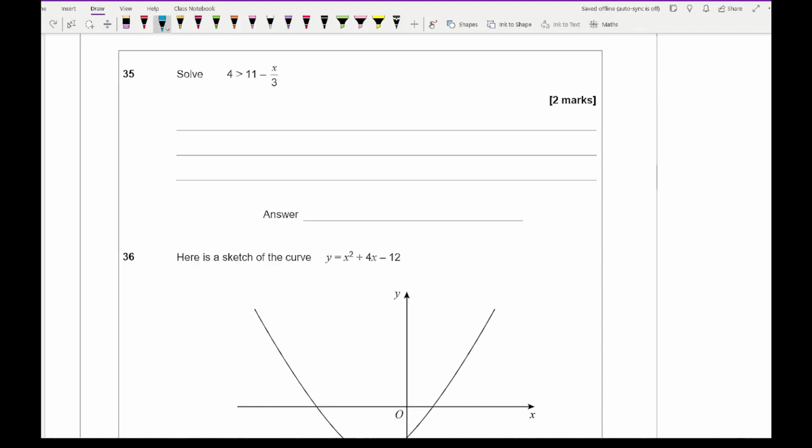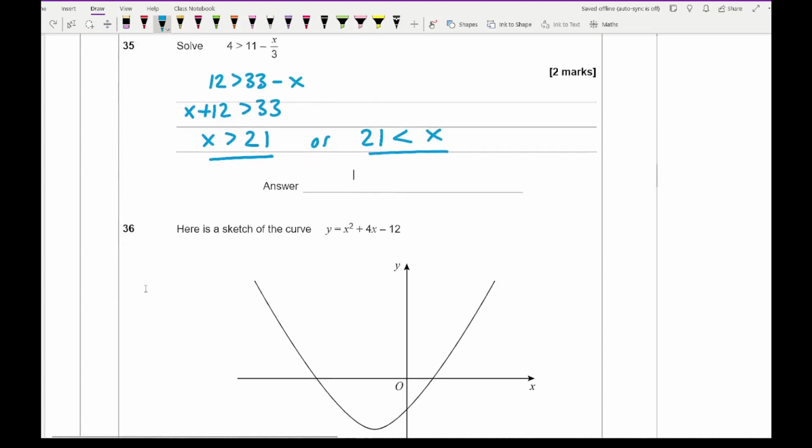So from this, I don't like the fractions, so I'm going to multiply everything by the fraction. So here I end up with 12 equals 33 minus x. Now from this, I'm going to take the x over to the side, so I end up with x plus 12 is less than 33. I can then take the 12 over to the other side, so x is greater than 21, or 21 is less than x. So any of those two answers would be fine to get the full marks for that particular question.